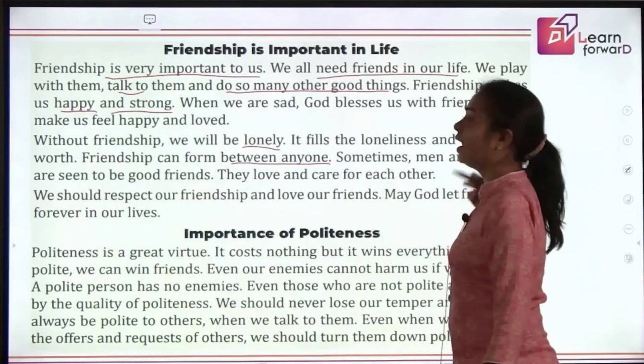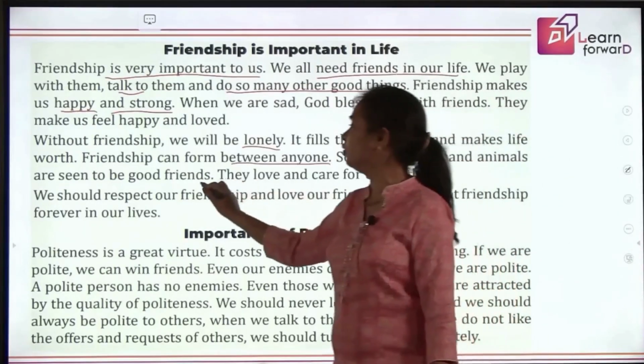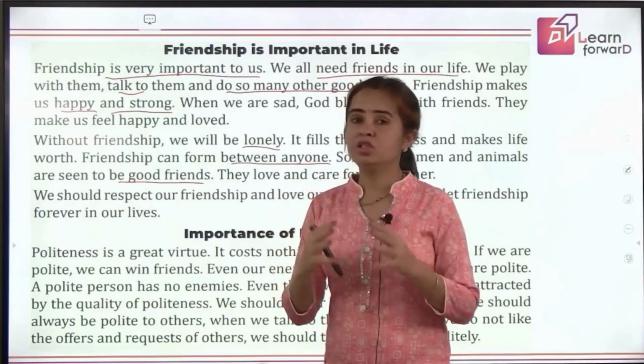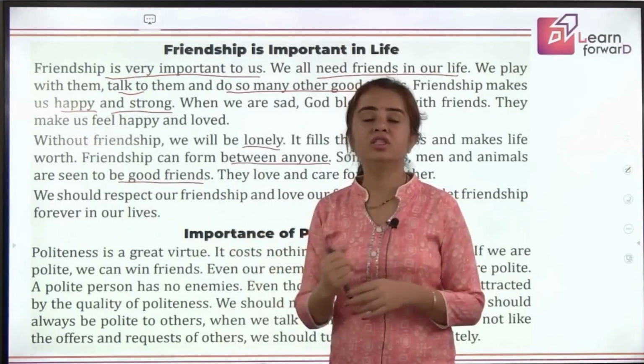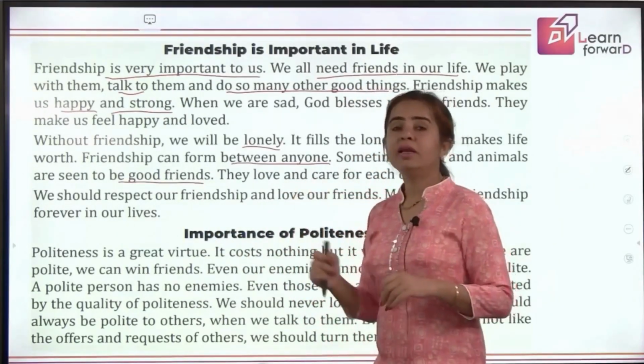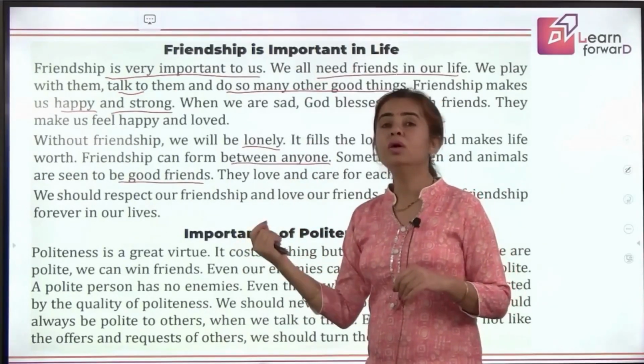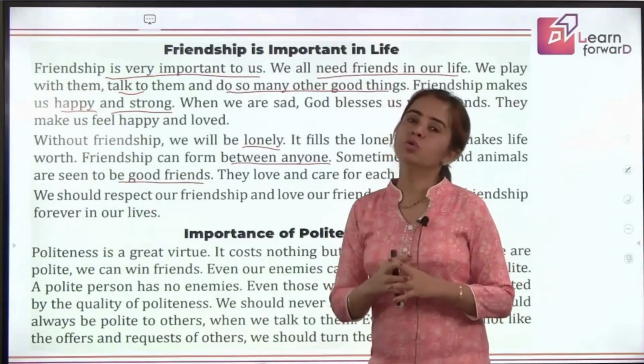Sometimes men and animals are seen to be good friends. See, what to talk about religion or caste. It can be a friendship between an animal and a human being also, between an animal and a bird also. So it makes no difference with whom you are going to be friends.